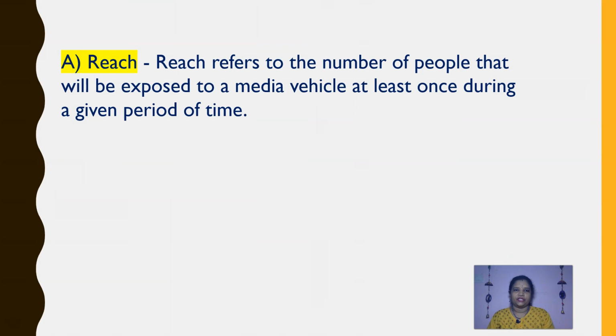Right. Reach. Reach refers to the number of people that will be exposed to a media vehicle at least once during a given period of time. That means, just now I showed you an example of what happens on the internet in a minute. If you look at YouTube or Google or Amazon app downloads or anything, you will know that this many people are being exposed to so many media, let it be newspaper or TV or the internet and an internet specific targeted audience, right? So this is a very important and crucial factor for a company to decide the media planning.